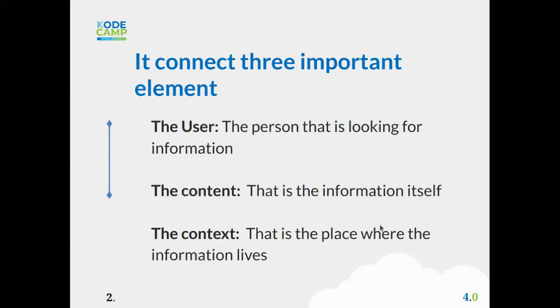So information architecture connects three important elements, which is the user, the content, and the context. The user is the person that is looking for the information.